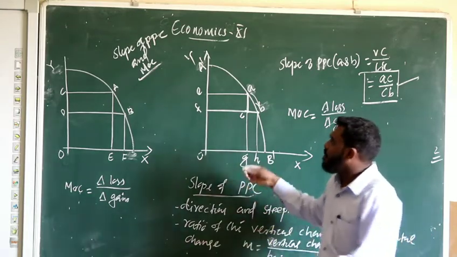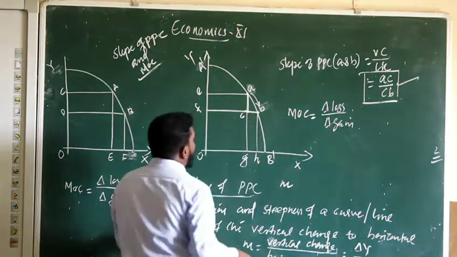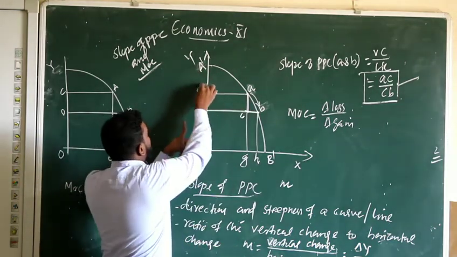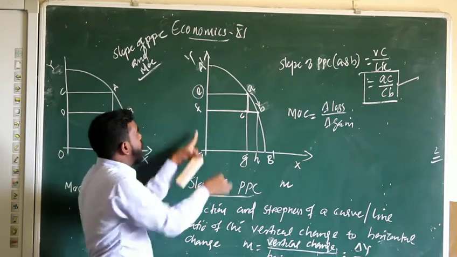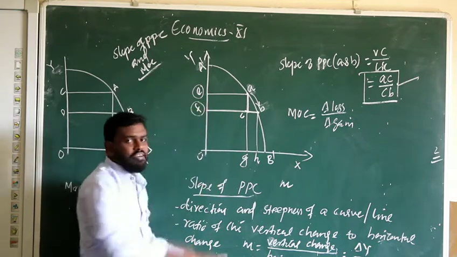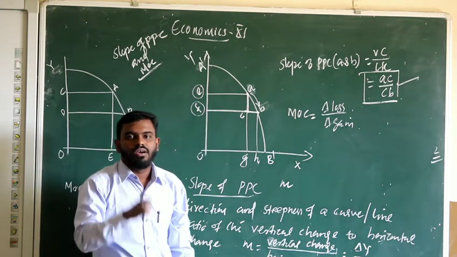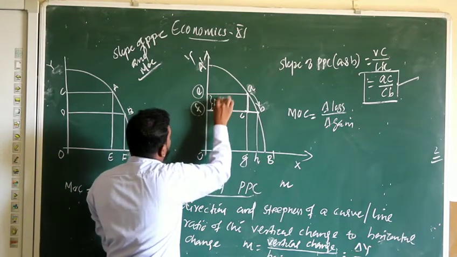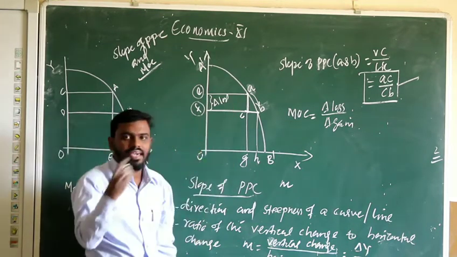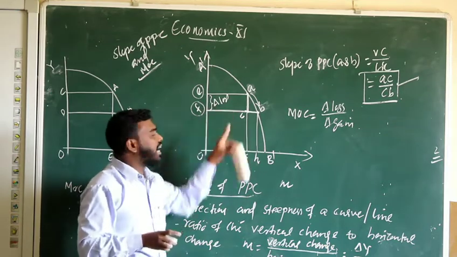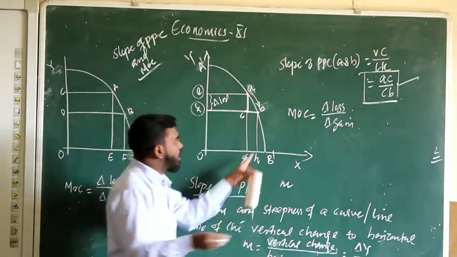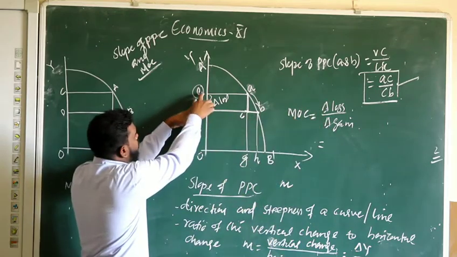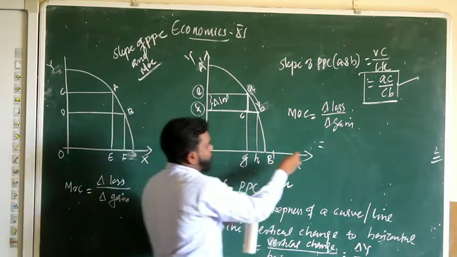Okay, now we can estimate delta loss. Initially at point A, the economy was producing E amount of Y. Now the economy is producing only F amount of Y. So this is known as delta loss. In the previous diagram we discussed this is known as delta loss. So delta loss is equal to how much? Delta loss is equal to EF.